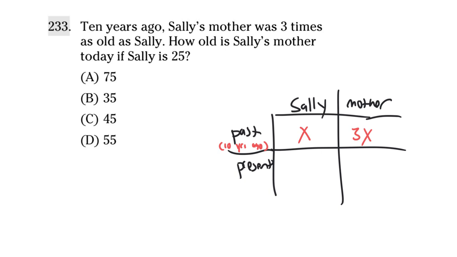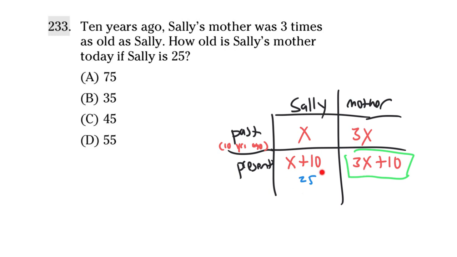All right. How old is Sally's mother today if Sally is 25? Well, we know that Sally gained 10 years, and we also know that Sally happens to be 25 now, right? And we also know that the mother gained 10 years of age, so that's going to be 3x plus 10, right? And we want to know, well, what is this, right? What is this? Well, it would be nice to know what x is.